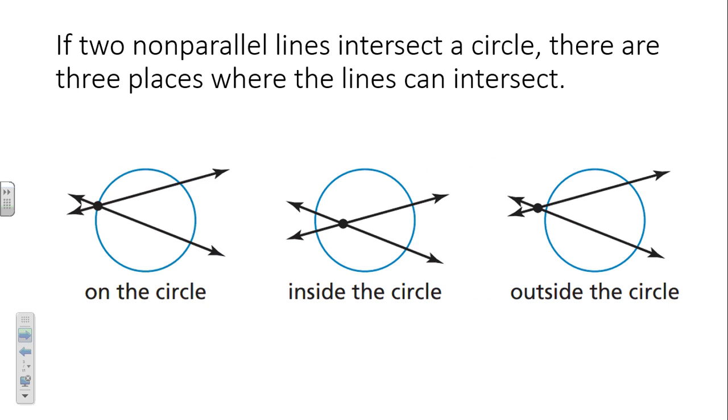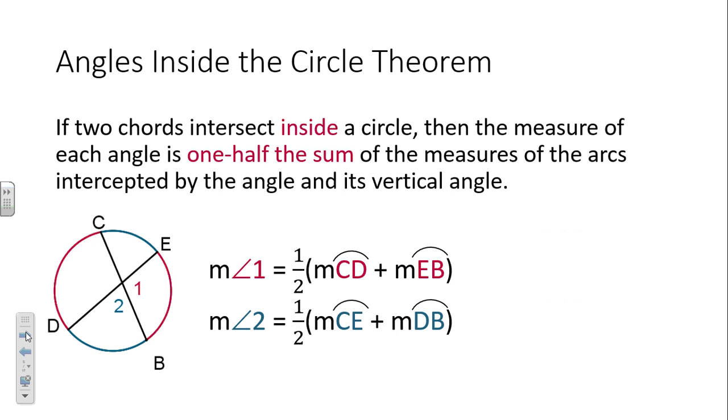Okay, so let's take the next step. And let's talk about what happens when we intersect things not exactly on the circle, but, well, on the circle, outside the circle, or inside the circle. So if we have two non-parallel lines intersecting a circle, there are those 3 places where they can intersect, either on it, inside it, or outside it. Okay? First, we're going to talk about the inside situation.